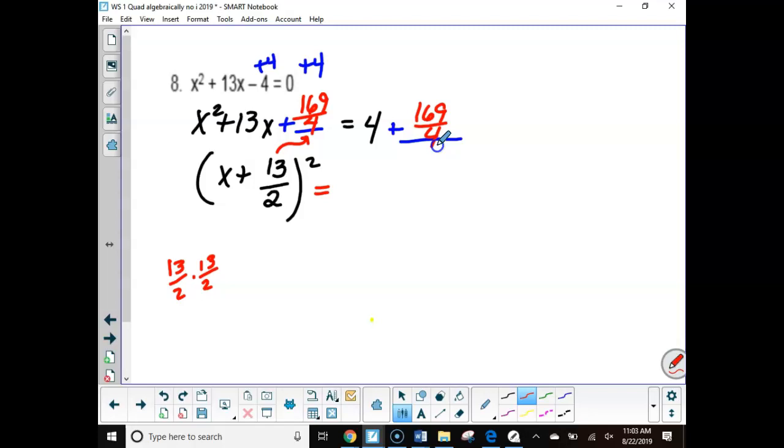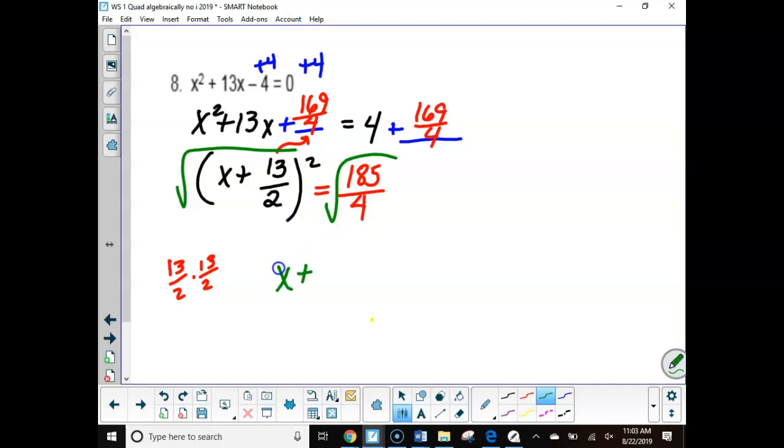I don't have my thing on the screen, but type 4 plus 169 divided by 4. Math, enter, enter. 185 over 4. Now what? Yep, we're going to square root both sides.